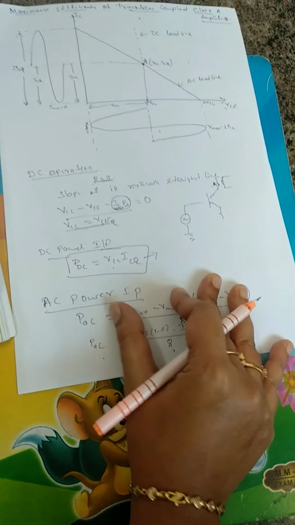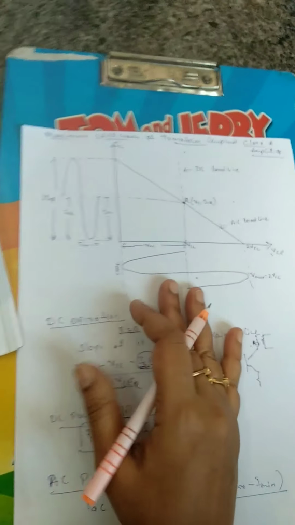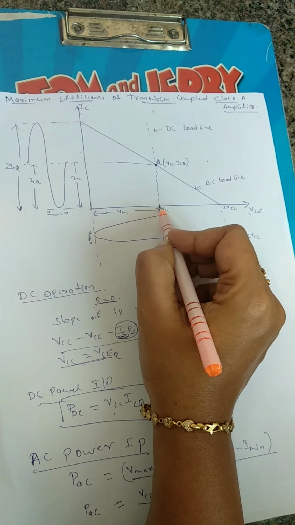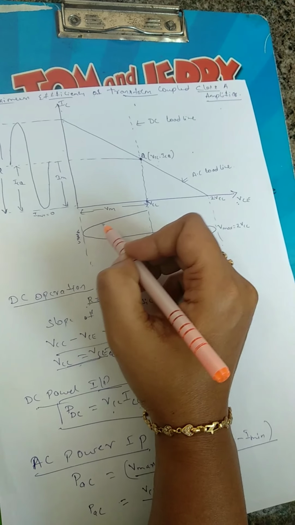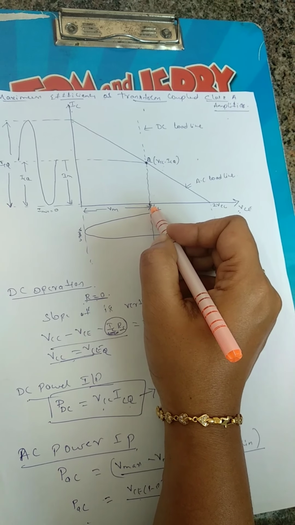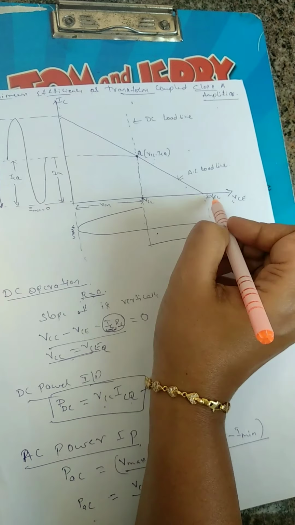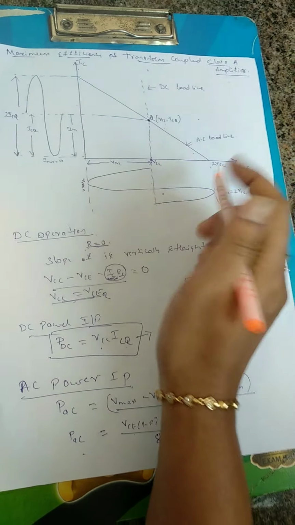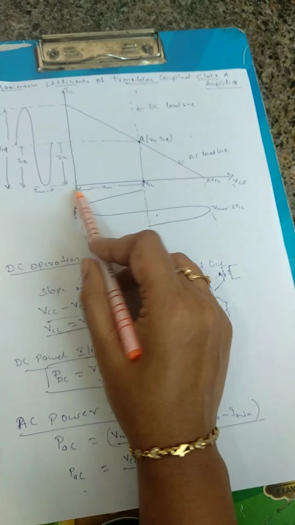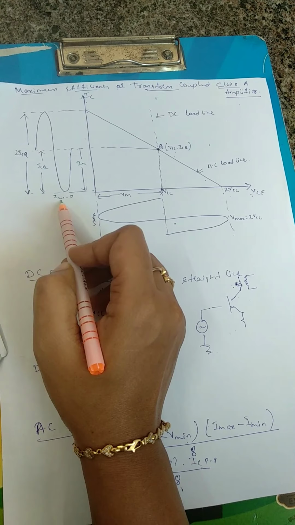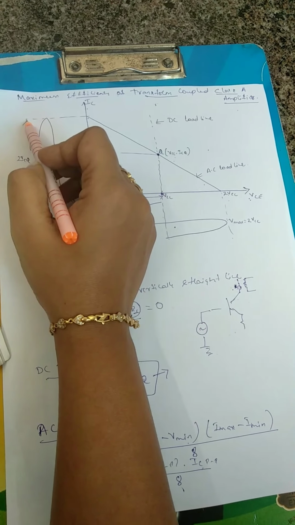So what is the maximum efficiency? For that we'll see the maximum voltage swing and the current swing. This is VCC. At this point the voltage can swing about VCC. This is the AC load line we have drawn. So the maximum voltage swing at VCE is from 0 to 2 times VCC, and the maximum swing of IC is from 0 to 2 times ICQ.